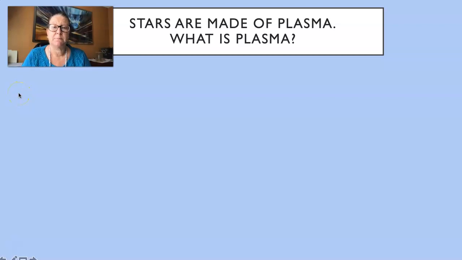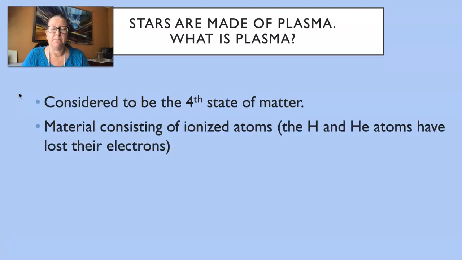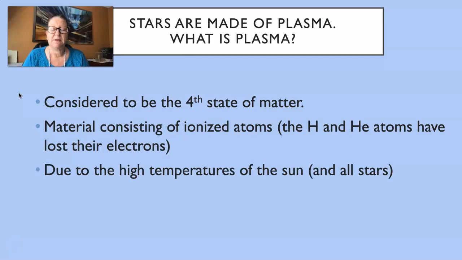Stars are made of something called plasma. So what is plasma? Well, it's considered to be the fourth state of matter. We have gas, liquid, solid, and then we have plasma. It's an unusual type of material that consists of ionized atoms. In other words, the hydrogen and helium in the Sun has been stripped away of its electrons. The reason is because of the high temperatures in the Sun and all stars. All stars are made of plasma.